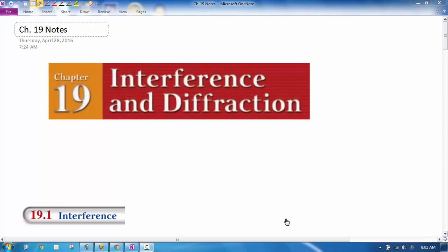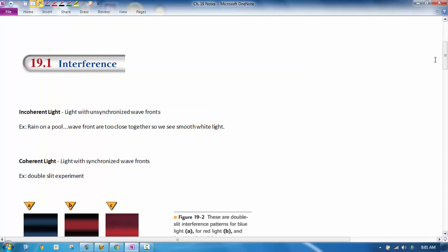Okay, chapter 19 is on interference and diffraction. So interference, there's two types of light that we're going to talk about, incoherent light and coherent light. Incoherent light is light with unsynchronized wavefronts. The book talks about the analogy being rain on a pool and how the wavefronts are kind of choppy.